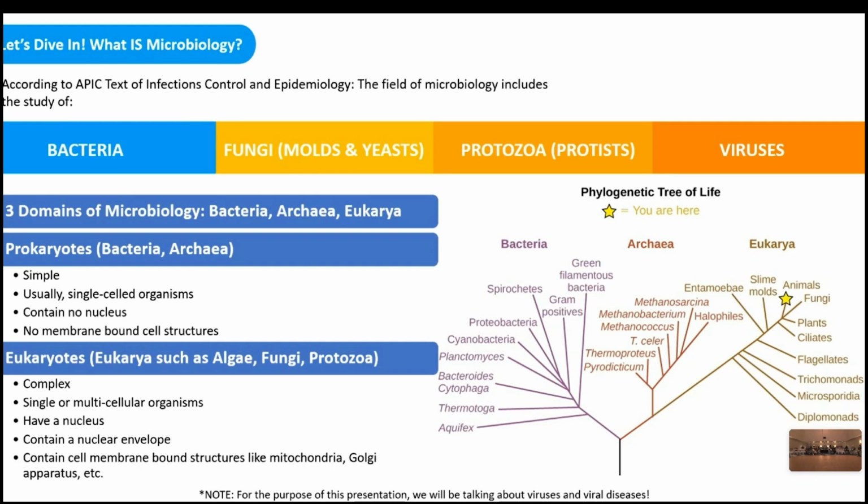What is important to pay attention to, especially when we're talking about viruses and viral diseases today, are the differences between prokaryotes and eukaryotes. We as humans are eukaryotes. We're complex, multicellular organisms. We have a nucleus contained in a nuclear envelope, and our cells have membrane-bound structures, mitochondria, etc. Whereas prokaryotes, like bacteria, are kind of simple. When I say simple, I don't mean they're not special. They're just not as complex as we are as a system. They're usually single-celled organisms, containing no nucleus and no membrane-bound structures.